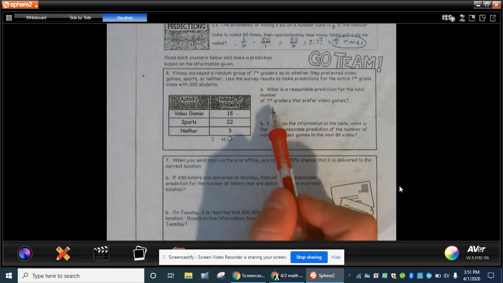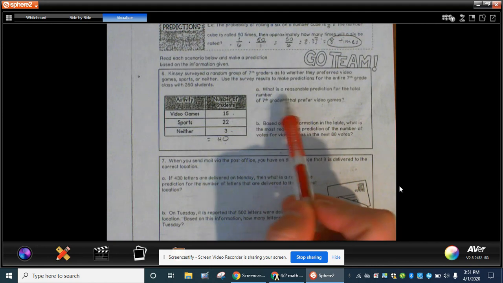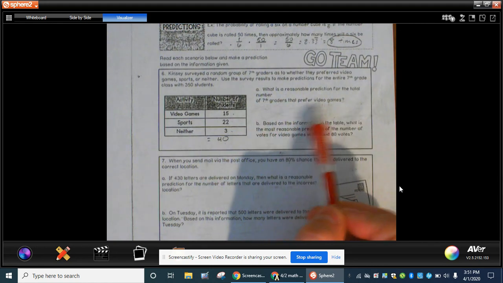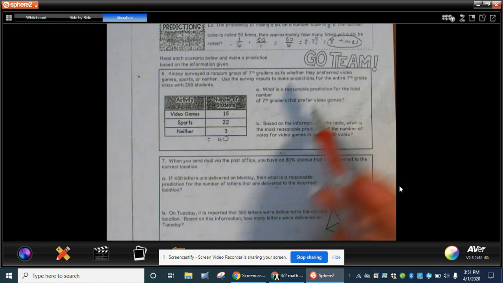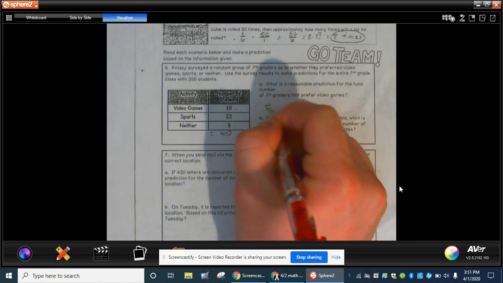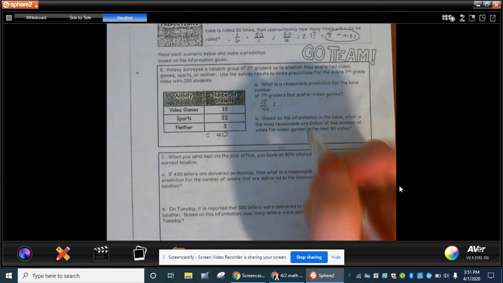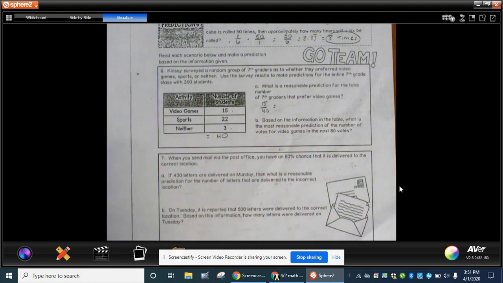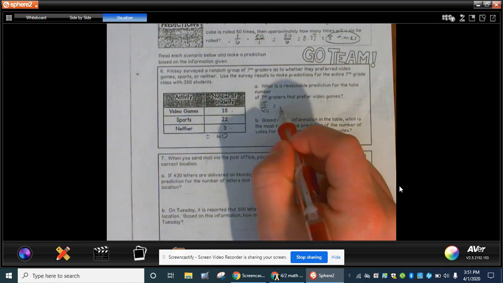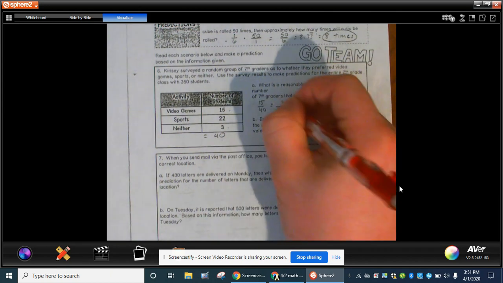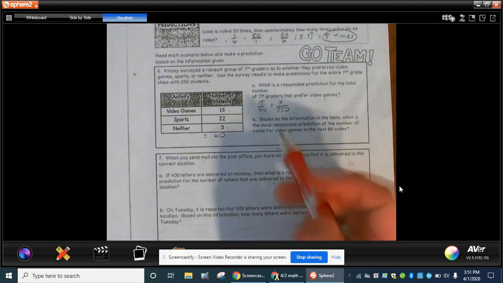So let's read part A. What is a reasonable prediction for the total number of seventh graders that prefer video games? Out of 40 students, 15 prefer video games. But that's only a part of the student body. If that were to remain proportional to 350 students, how many students will that be equal to? Well, I don't know, so I'm going to write a proportion here.